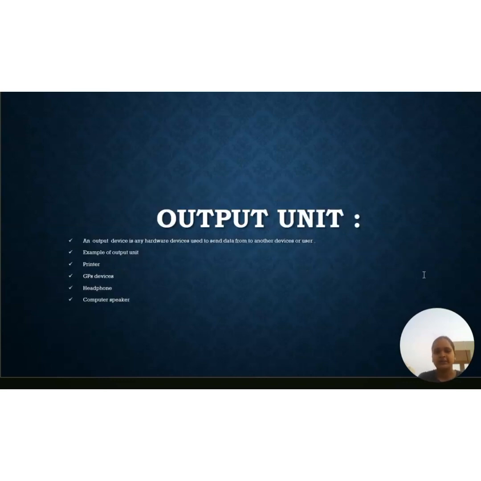What is the output unit? The output unit sends the data to another device or user. Examples of output units: printer, GPS devices, headphones, and computer speakers.